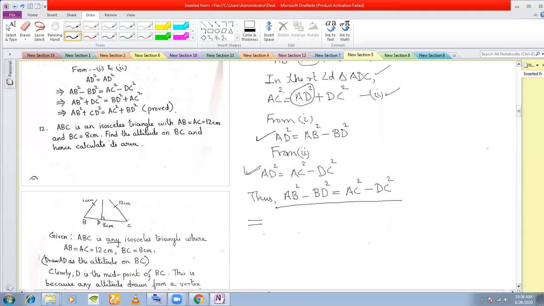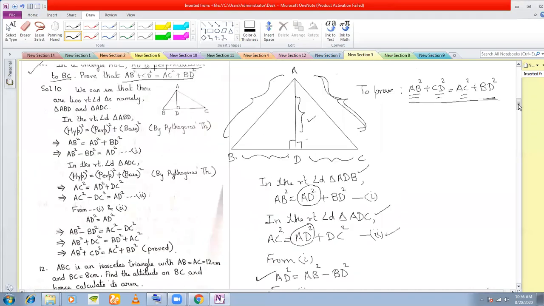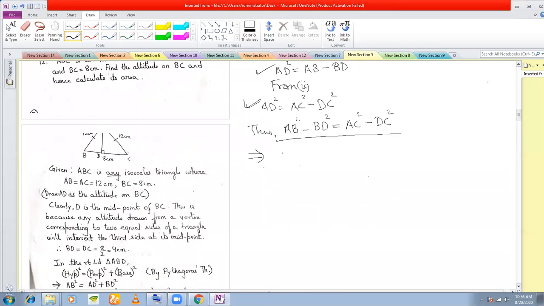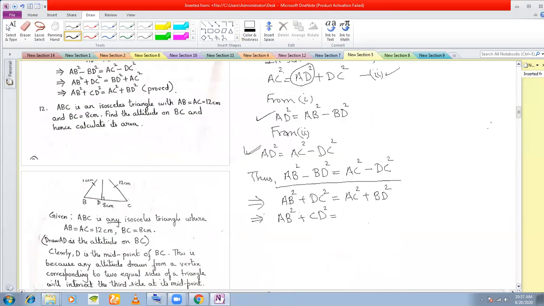So what we just need to do here is, you see AB and CD are on the left hand side, so you bring DC on the left hand side. AB square plus DC square is equal to, and you transpose BD to that side. Since I have written CD as DC, I'll just change this order. AB square plus CD square is equal to AC square plus BD square, which is the required proof.